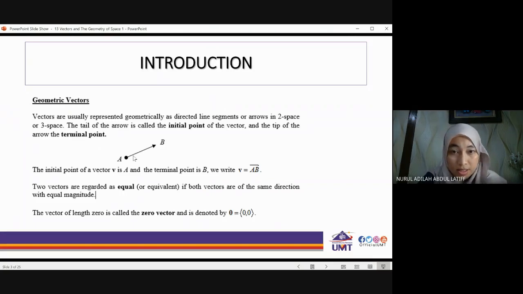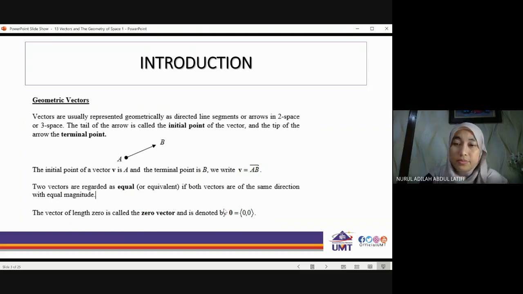So B is the terminal point. So the initial point of a vector V is A and the terminal point is B, and then we will write it as V. Okay, V bold equals to AB. Okay, we put a little arrow sign above it, AB, this one. So two vectors are regarded as equal or equivalent if both vectors are in the same direction with equal magnitude, and we call the zero vector as zero.